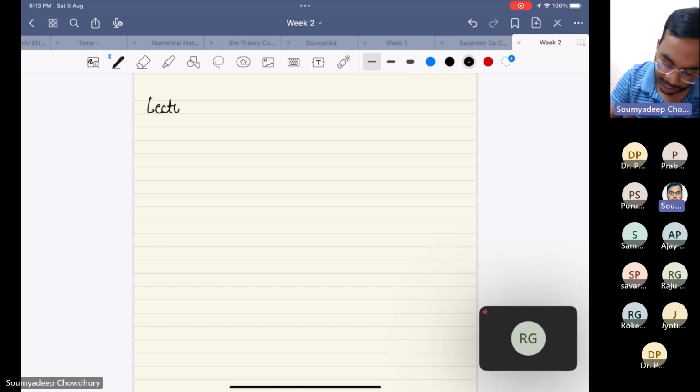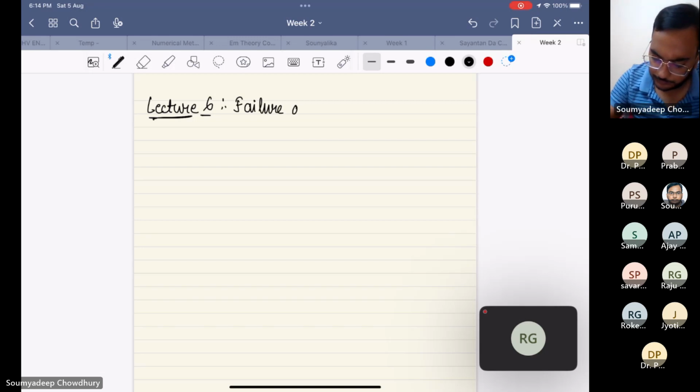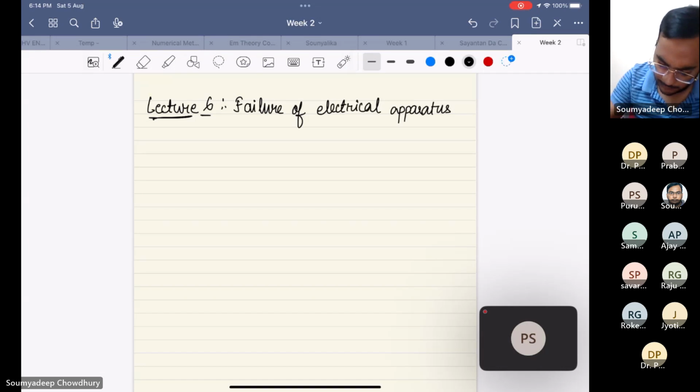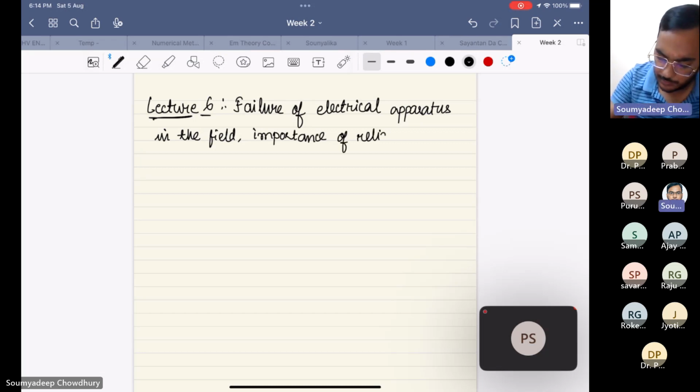is lecture 6. So what does lecture 6 talk about? It is the failure of electrical apparatus in the field. Importance of reliability and testing.